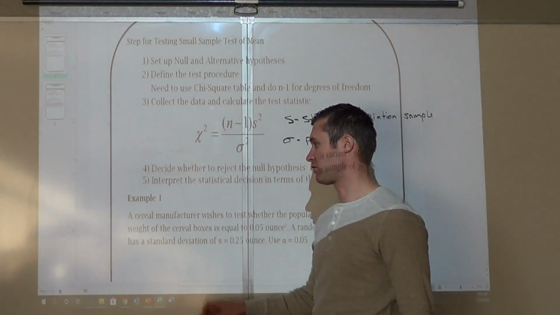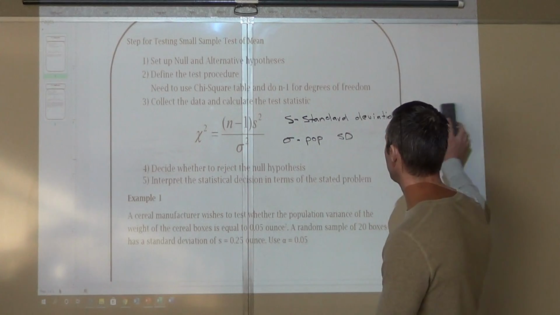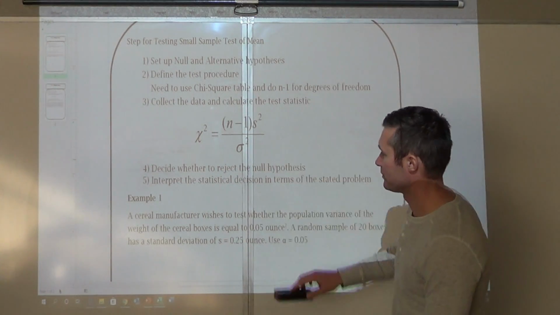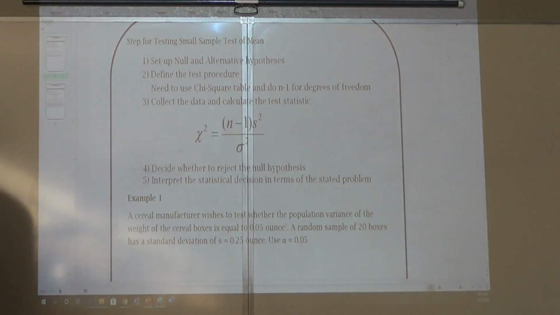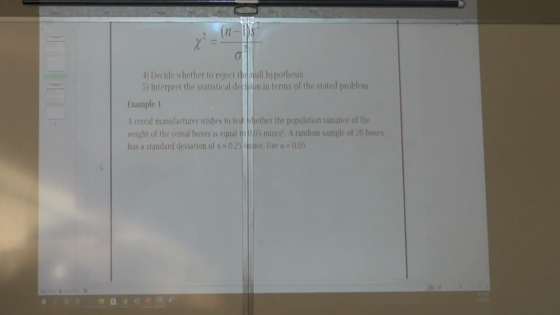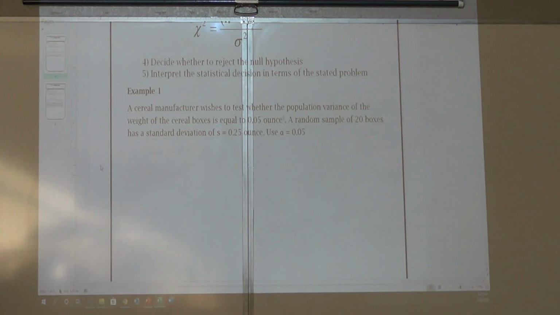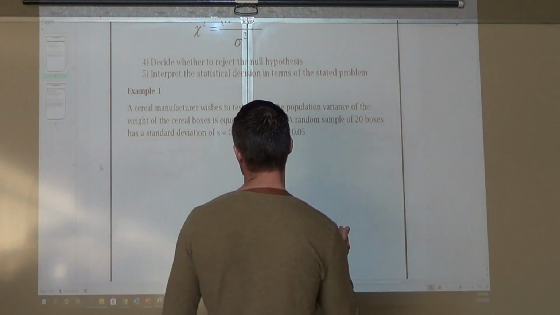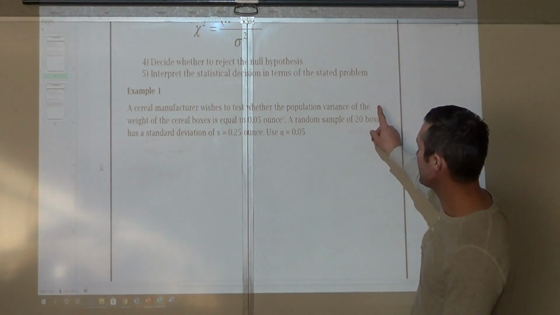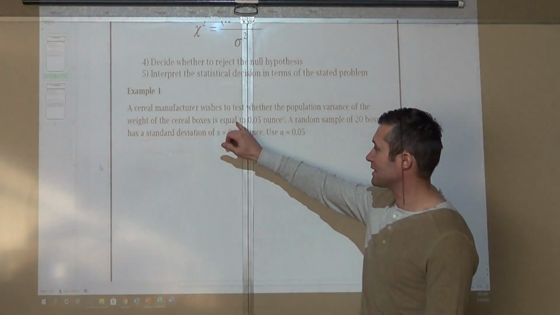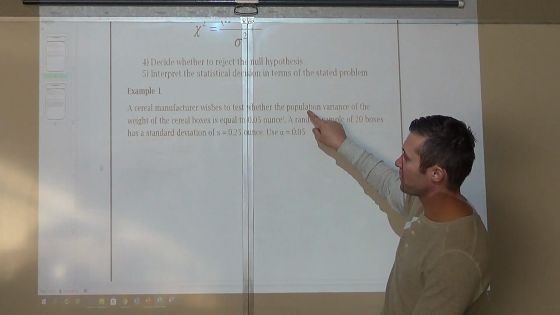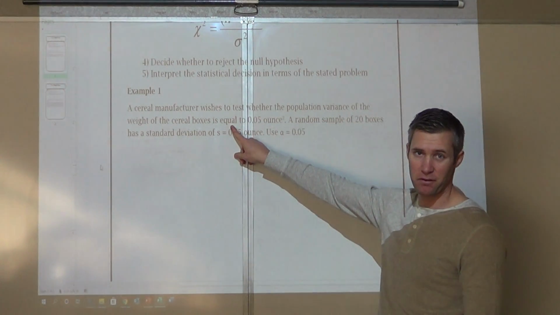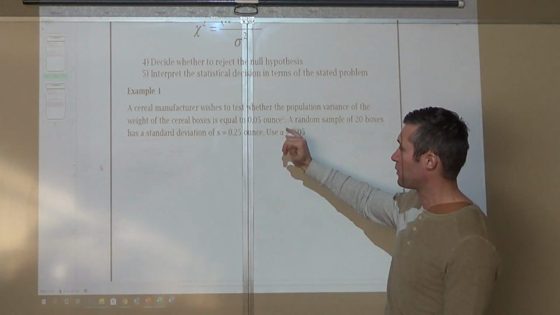Same thing: reject, do not reject, and interpret our example from there. As we go through it, we'll look at it. We'll go through two examples for you. The first one: a cereal manufacturer wishes to test the population variance. So the weight of the cereal box is this. They give you the population variance. If they give you the variance, then we don't have to square it.